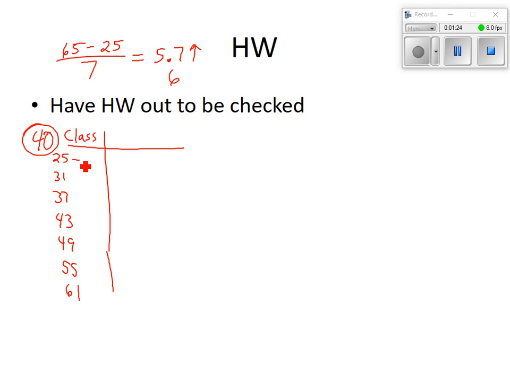How do we know what the upper limit on this class is going to be? You just go back 1 from the next lower limit. What do you get? 30, 36, 42, 48, 54, 60, and on this last one, we just add 6 to that number, 66. Ignore that. Put 55. Sorry, 54.